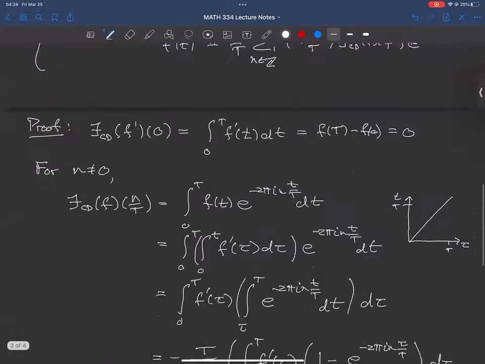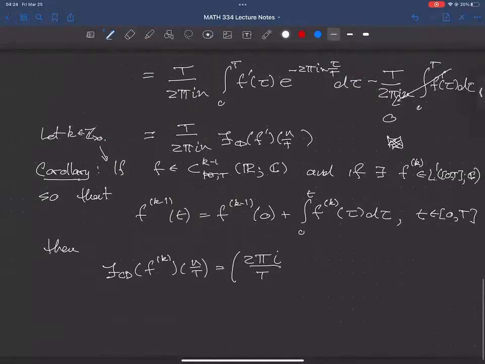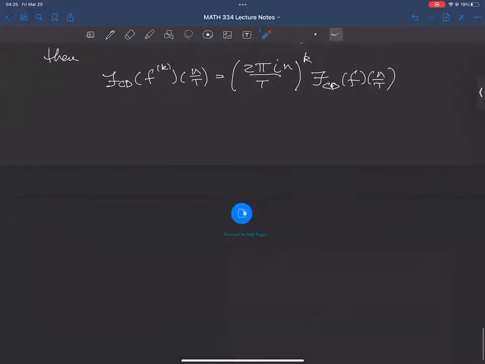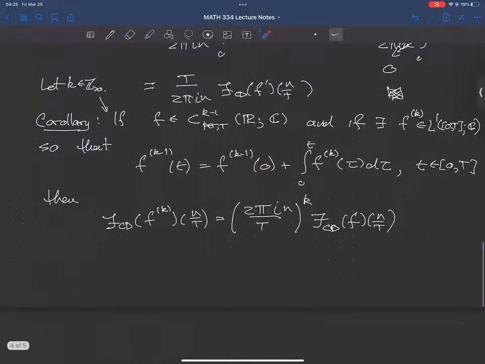Oh, sorry, I have the n. I apologize, maybe something didn't feel right. It's 2 pi i n over t, and then I'm going to take that and raise it to the power of k, because we're doing this k times, times the CDFT of f at n over t. And so the point is you get this factor that comes out front, raised to the power of k, because I do this computation from the previous results k times. Sorry, I bumbled over that a bit, but that's the result.